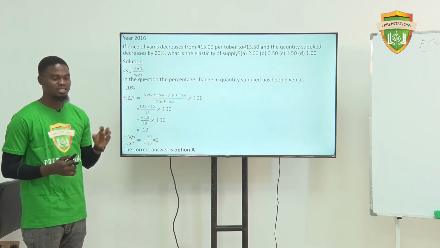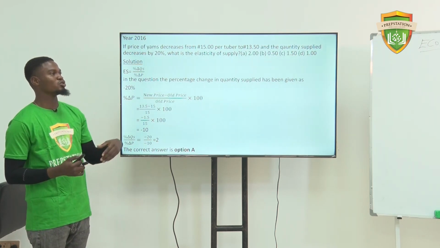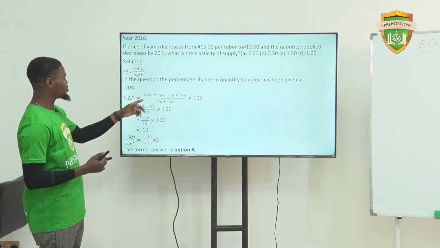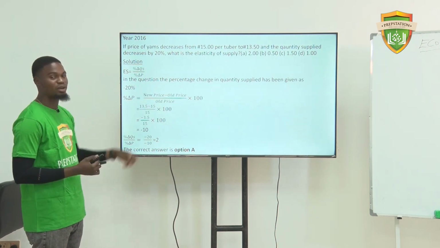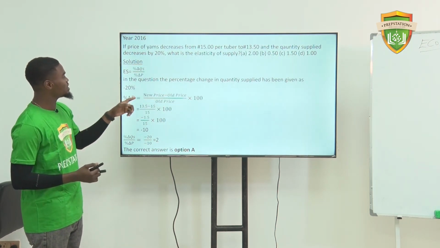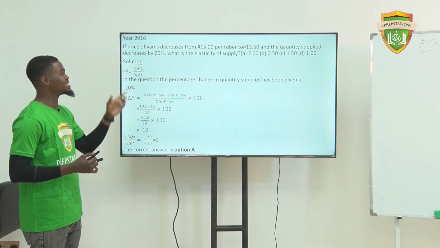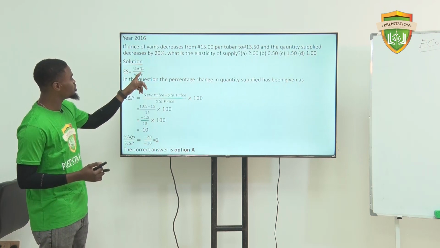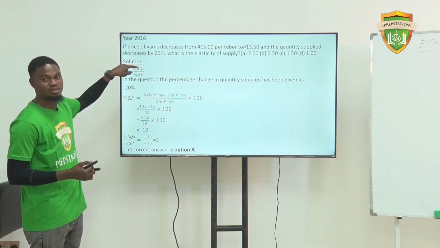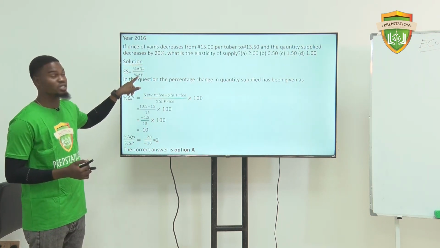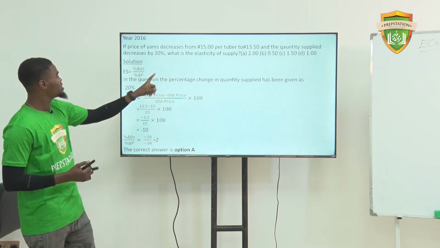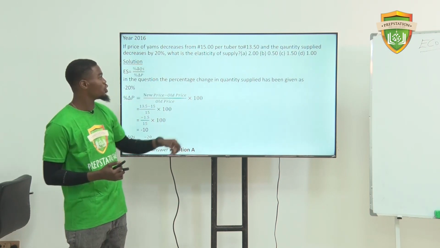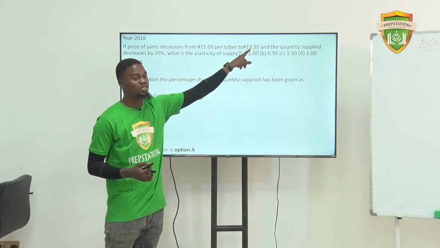When I say a change, for a change to occur, you subtract the new or the current from the previous. So you take your new price from the old price, divided by the old price. In the question we are given the percentage change in the quantity supply, so from the formula we ignore this because we have been given it. We are only asked to solve for this. So the change in the price is the old price, 15 naira, from the new price, which is 13.5.